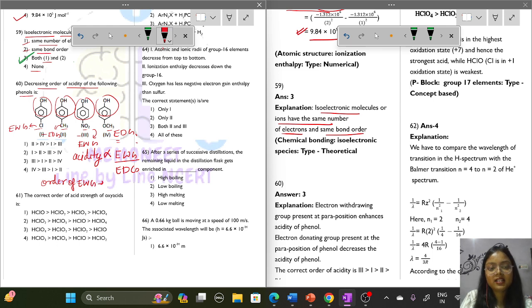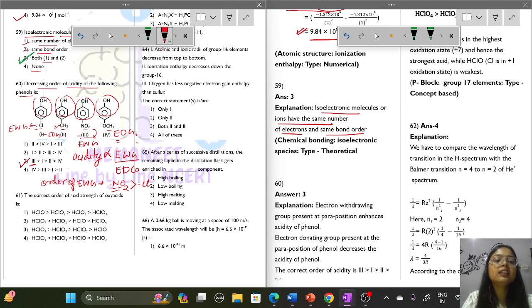So when we consider the order of electron withdrawing group, the nitro group is more electron withdrawing in nature than the Cl group. So nitro group is more acidic. So option number 3 will be at first, in all these options. So option 3 will be the correct option automatically.